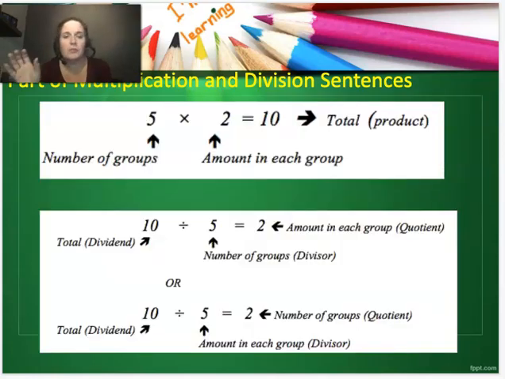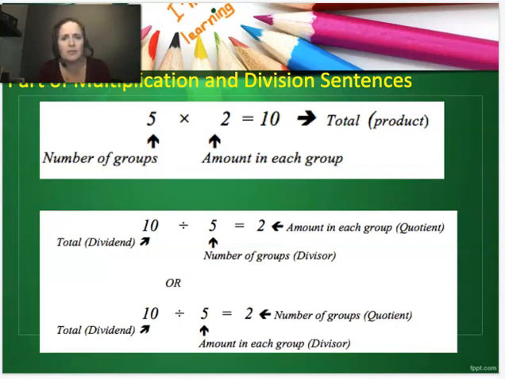Alright, so if you look at a multiplication sentence, the first number is the number of groups, the second number is the amount in each group, and then the answer is the product. This is really important for consistency for students. If you start thinking of that first number as the number of groups or the number of copies, and the second number is always the amount in each group, it's very helpful to students.